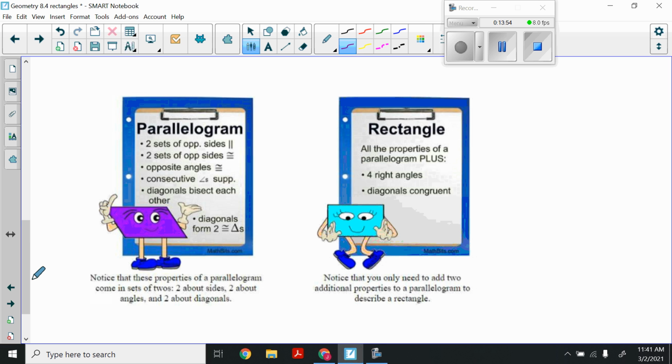Now a rectangle has all of those properties of a parallelogram, plus I have 4 right angles, and my diagonals are congruent. So notice that you only need to add 2 additional properties to a parallelogram to describe your rectangle. And so our homework today is going to be worksheet 8.4, covering properties of parallelograms and rectangles. Tomorrow we will look at properties of rhombuses and squares added to our parallelograms and rectangles.